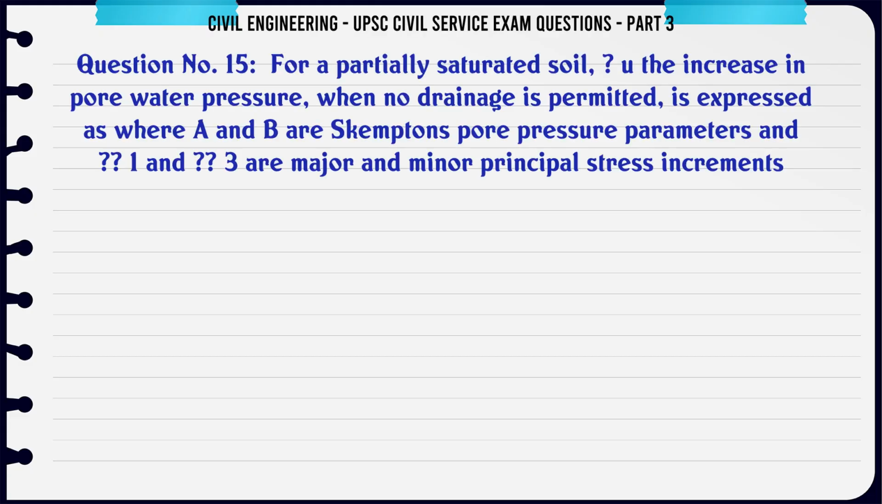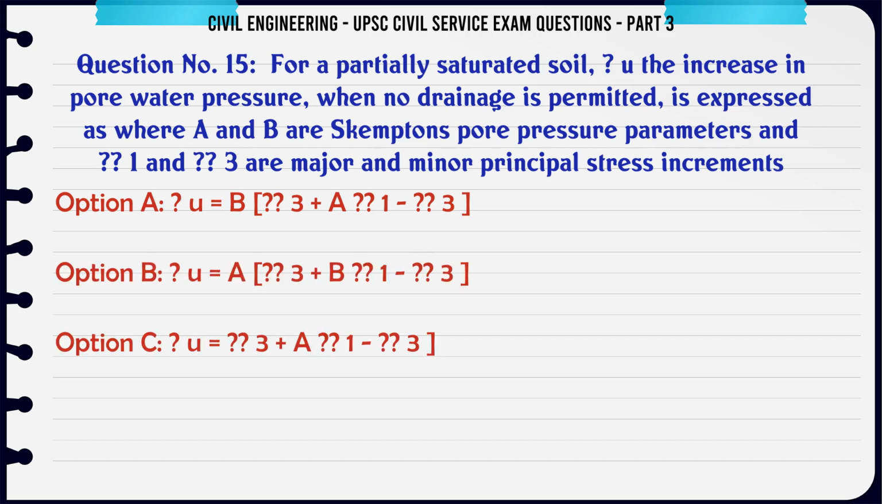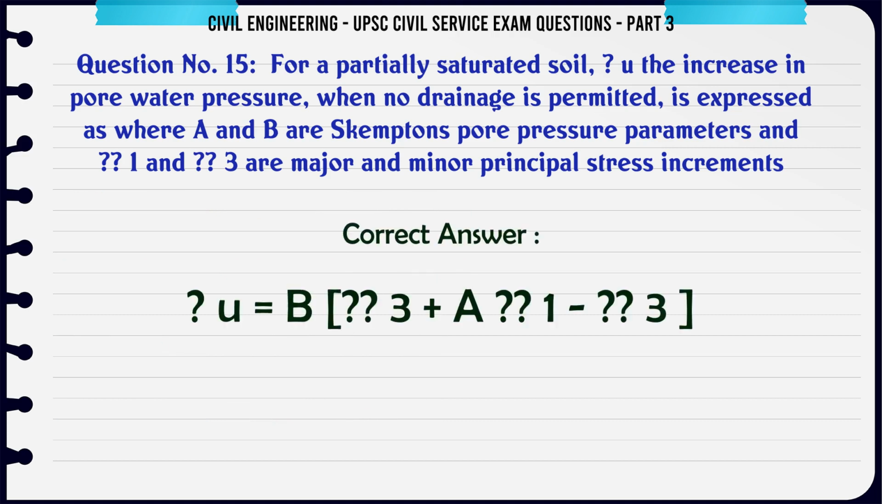For a partially saturated soil, the increase in pore water pressure when no drainage is permitted is expressed as Δu, where A and B are Skempton's pore pressure parameters and Δσ1 and Δσ3 are major and minor principal stress increments. A. ΔuB[Δσ3 AΔσ1], and so on for the other options. The correct answer is Δu = B[Δσ3 + A(Δσ1 - Δσ3)].